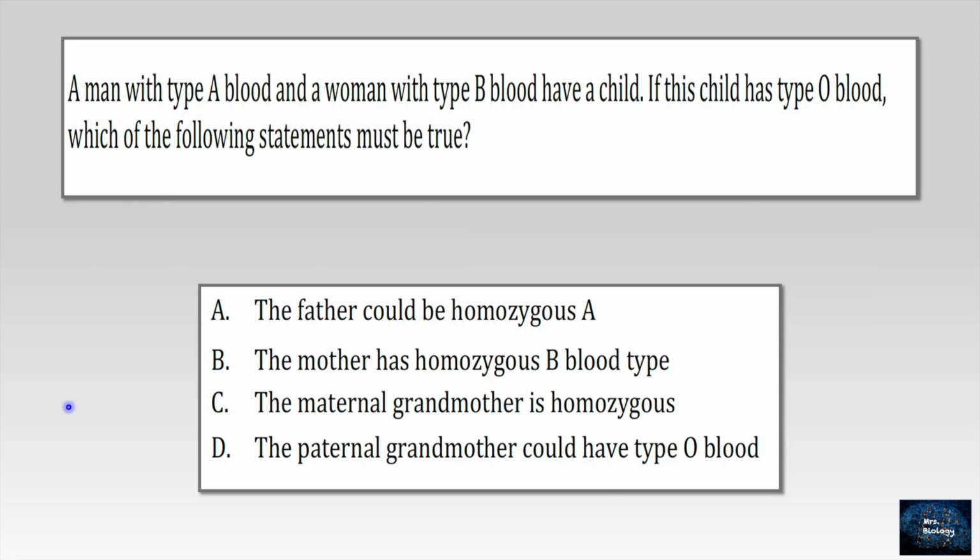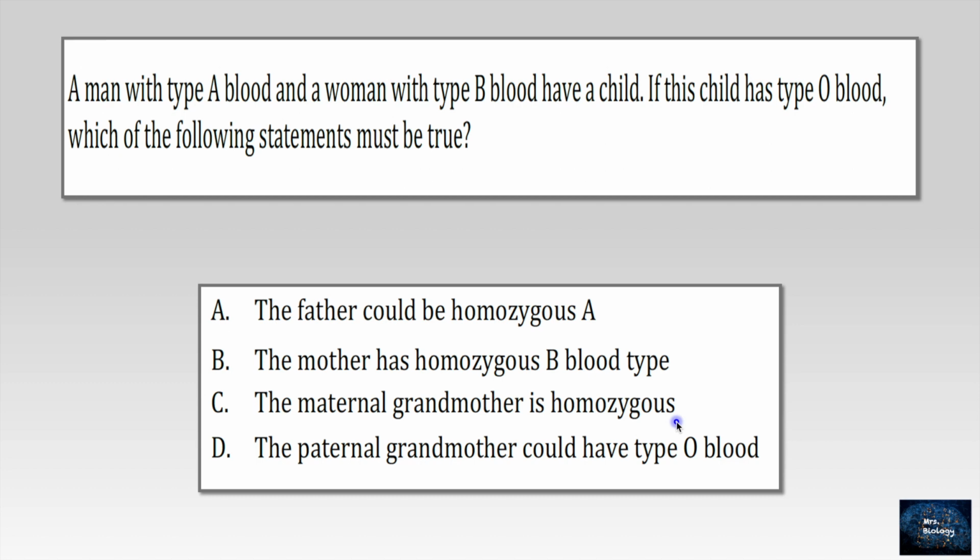Let's read the choices. A. The father could be homozygous. That never happens, because if he were homozygous, we would not have any child with O blood group. Choice B is the same, I think. The mother would be homozygous B, so cancel A and B. Let's read choice C. The maternal grandmother is homozygous. It could be, maybe, but how can I confirm it if they did not mention the genotype of the maternal grandfather?